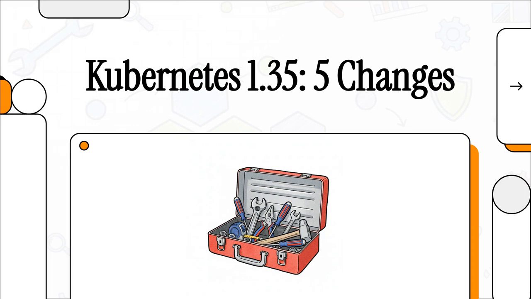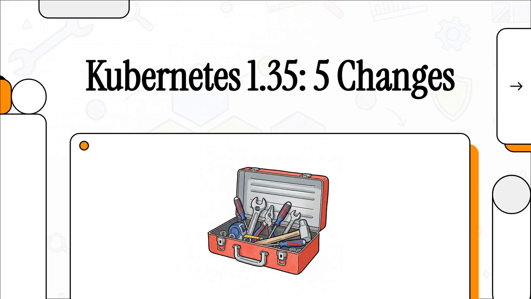If you're in the Kubernetes world, you know it is always evolving. I mean, it never stands still. The latest release, version 1.35, is absolutely packed with updates. But let's be real, which ones actually matter for your day-to-day work? Well, this is your shortcut to the 5 biggest changes that are going to improve your day 2 operations.